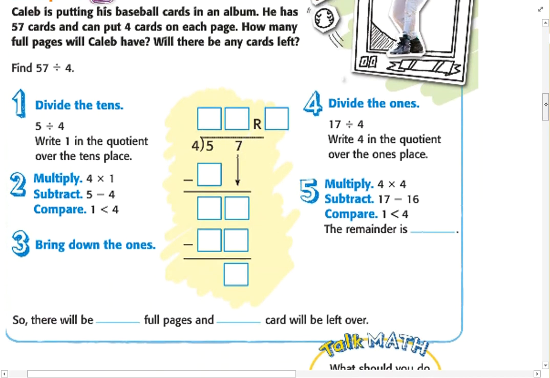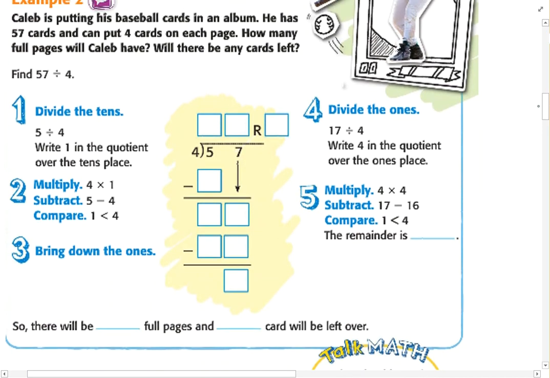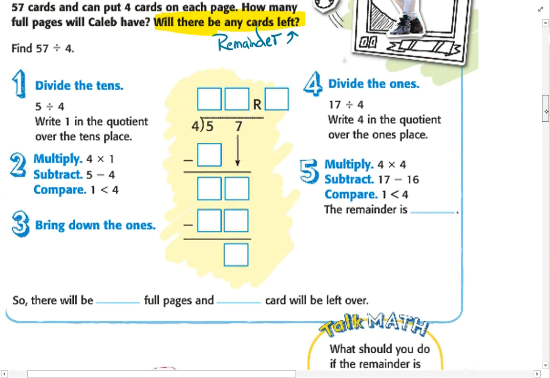So let's use our next example of Caleb. Now Caleb is putting his baseball cards in an album. He has 57 cards and can put 4 cards on each page. How many full pages will Caleb have? Will there be any cards left, right? So this is going to be what part of our problem? What does this mean? Well, this is going to be our remainder, if there is anything left, right? That's to understand what that means.